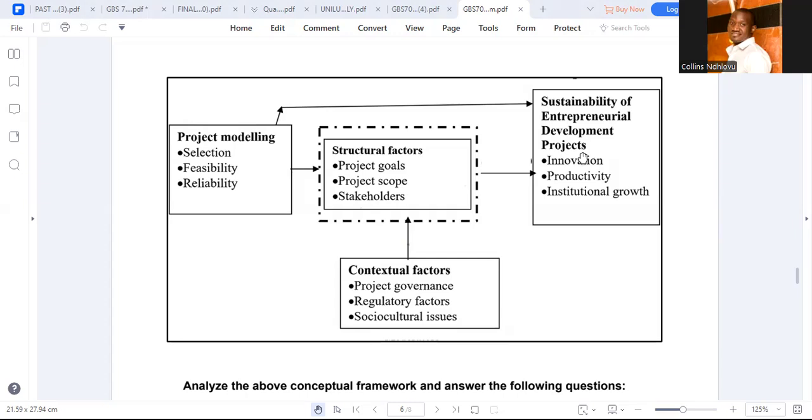Are you together? Are we following? So the dependent variable here is being measured as being affected by the independent variables. The sustainability of the project is measured by what? Innovation, productivity, and institutional growth. Can somebody help me? Which one do you think is a moderating variable?